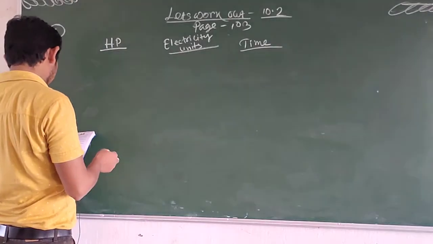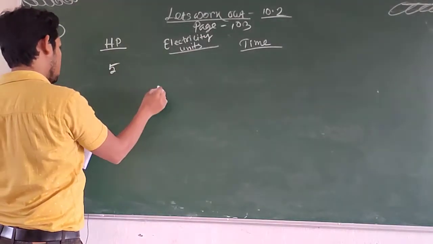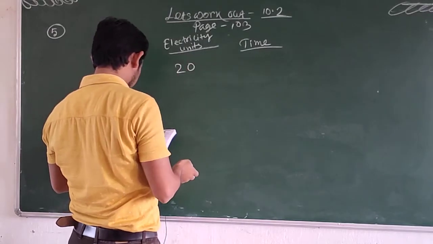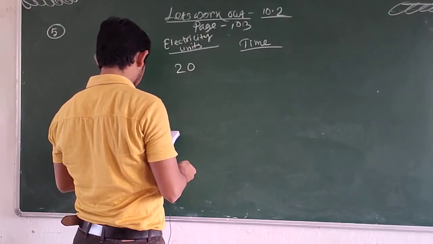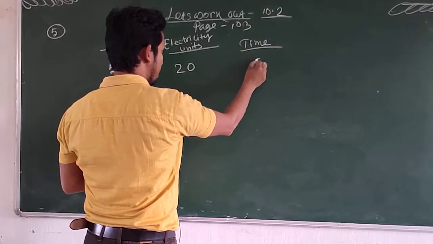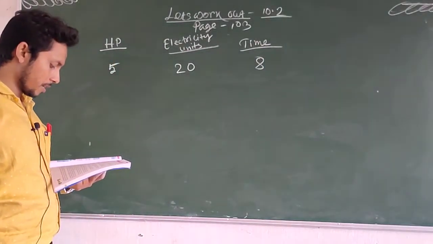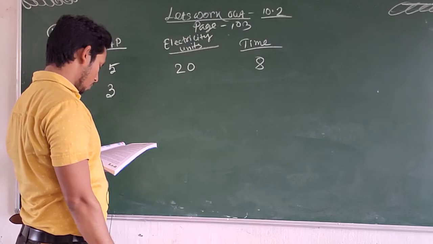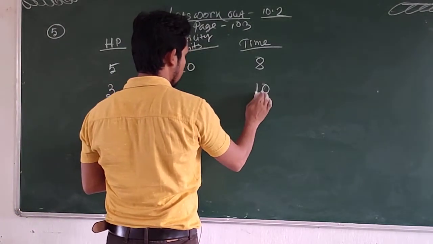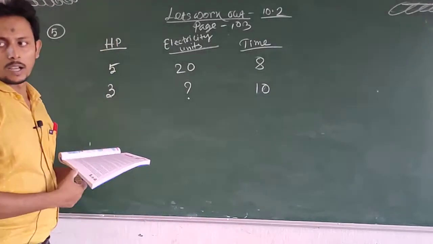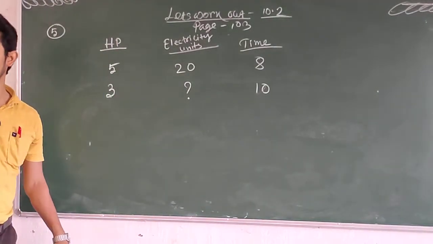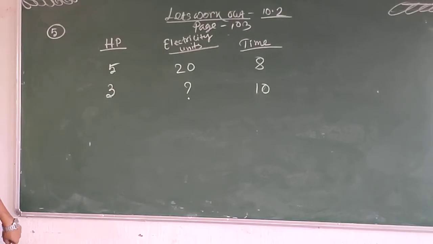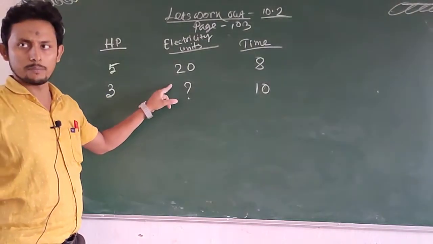So it is given that a 5 HP motor requires 20 units of electricity in 8 hours. Now next it is asking, a 3 HP motor for 10 hours, how much electricity, how many units of electricity will it consume? Okay, understood? So now look, we need to find this middle column.